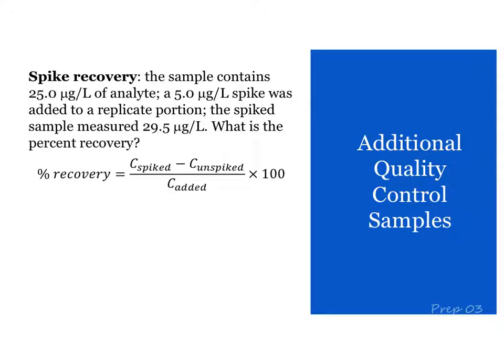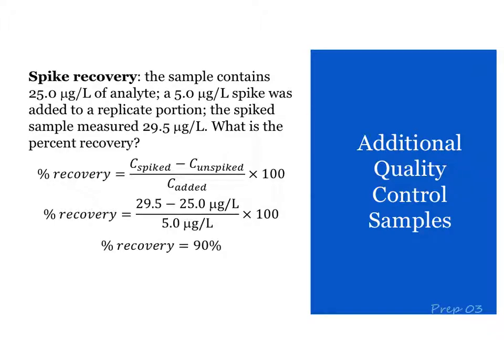What if we added a 5 microgram per liter spike to a sample that already contains 25 micrograms per liter of analyte? When we analyze the sample, we see that the spiked sample reads 29.5 micrograms per liter. Using the equation, what is the percent recovery? The percent recovery is 90%, which may or may not be acceptable depending on the specifications set forth prior to running the experiment.